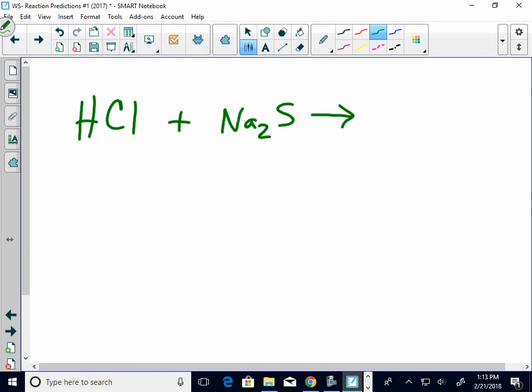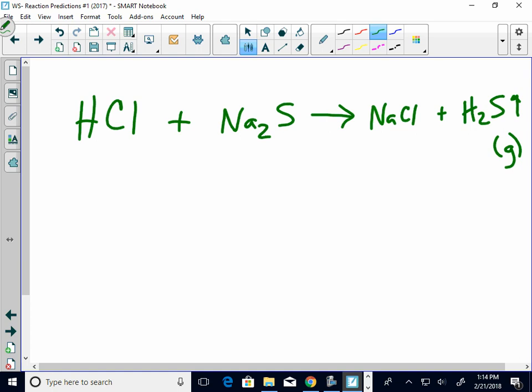So I am going to get a salt. Well, what is my salt here? NaCl. Because what I'm basically doing again is I'm flopping the cations. So I put the Na with the Cl, and I'm also going to get hydrogen sulfide gas. Now, I could put an up arrow here, or I could put a G here. I could do either or, because I know that it is a gas that is being formed.